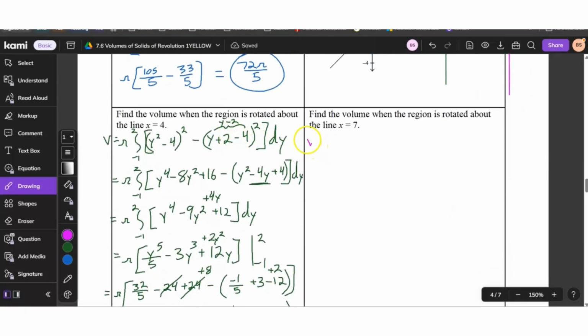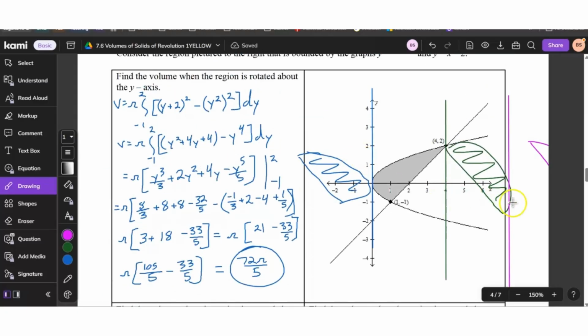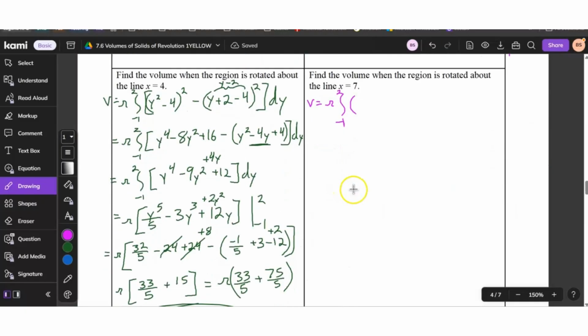But the way we solve it doesn't change. So it's still going to be from negative 1 to 2 times pi. Now this time when we look at it, which function's further away? Still the y squared, right? So it's still going to be y squared, but instead of minus 4, this time it's minus 7. Then we put our closer function, which is y plus 2 minus 7. We're going to square that too. dy.